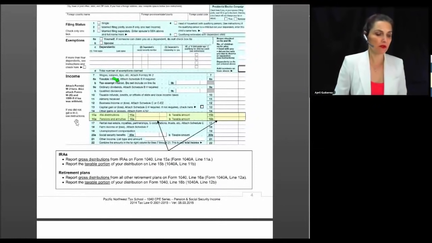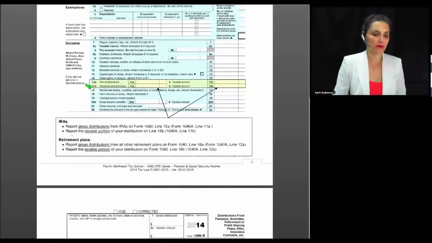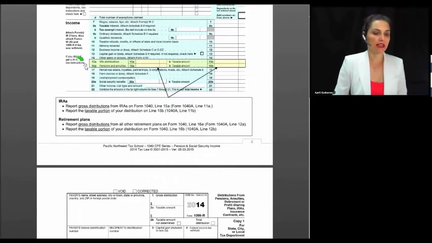But before we do that, I wanted to come to the front page of the 1040 form and show you that we actually have two different lines on the form that are used to report distributions from retirement accounts. Line 15A is used for IRA distributions, and line 16 is used for pensions and annuities. So when you're reading the 1099-R document, you do need to pay attention as to whether this is an IRA document or whether it is a pension or annuity document, for nothing other than to make sure you get that amount reported on the correct line of the 1040.